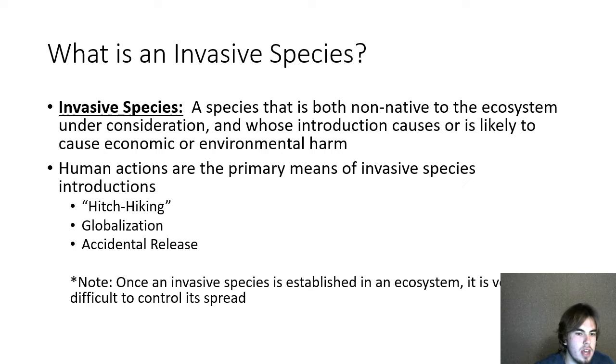common ways that they do that is through hitchhiking, which is when, as far as aquatic species are concerned, they can hitchhike off of ships that are passing through oceans and crossing from countries, the spread of humans globally through globalization, and through accidental release. And it got kind of cut off at the bottom here, but I just want to make a note that once an invasive species is established in an ecosystem, it is very difficult to control its spread because a lot of them can reproduce and multiply very rapidly.